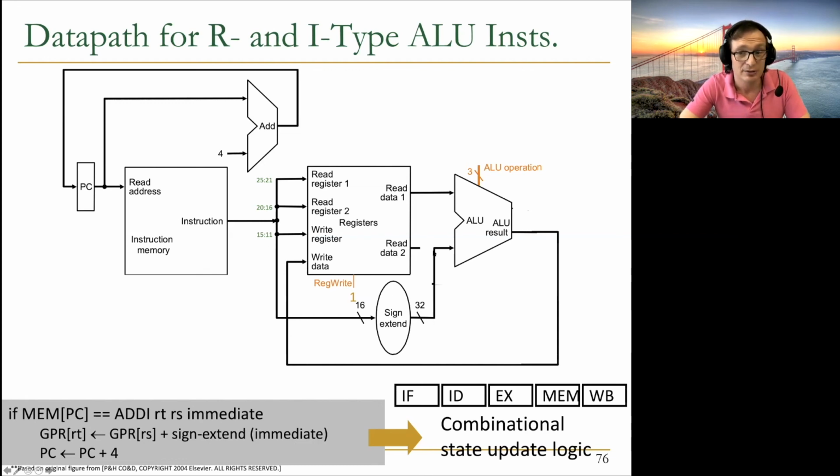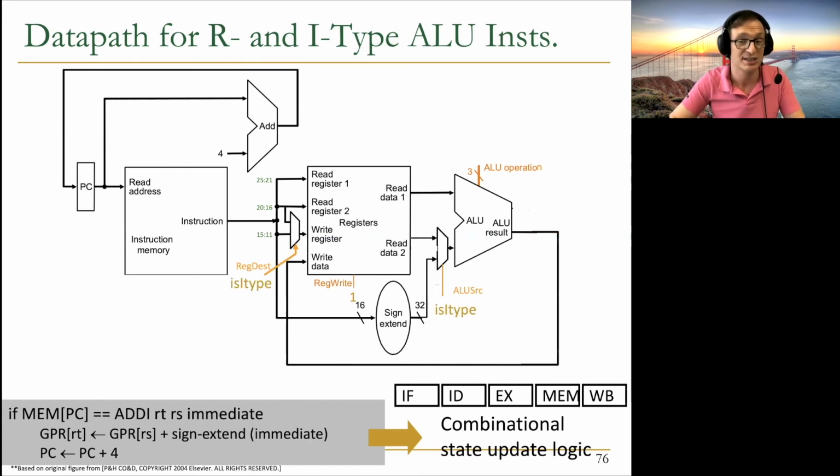The second ALU data input is really the sign extended 16-bit immediate as opposed to the register over here. So if you want to use the same data path that we built for R-type instructions for I-type instructions also, you just need to add some muxes.